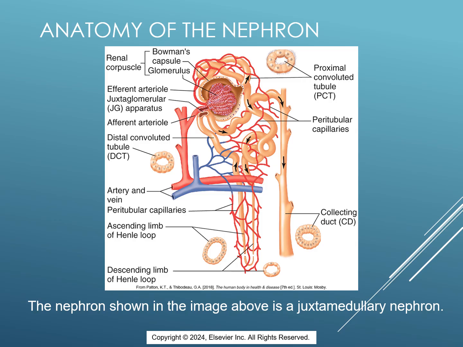Structure starts at the Bowman capsule to the proximal convoluted tubule, then to the loop of Henle, descending and ascending limbs, then to the distal convoluted tubule, and then to the collecting duct. The blood flow through the nephrons: afferent arterioles, to the glomerulus, and then the efferent arterioles, and then to the peritubular capillaries or the vasa recta.